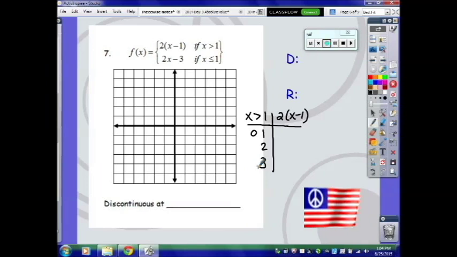Alright, let's find our corresponding y values. Plug in 1, you get 0. Plug in 2, you get 2. And finally plug in 3, and you get 4. Alright, so let's graph those pieces. So at 1, 0, we're open. At 2, 2, you're closed. And at 3, 4, you're closed. Alright, so let's try to hit the points better than I did. Alright, so there's the first piece of our function.